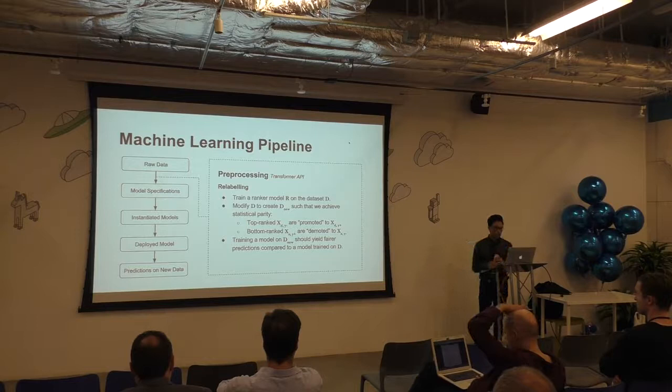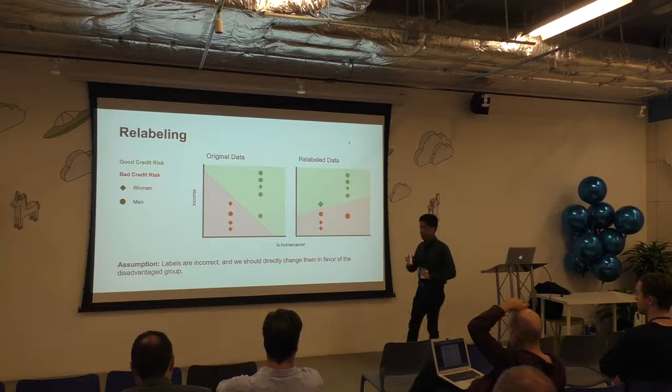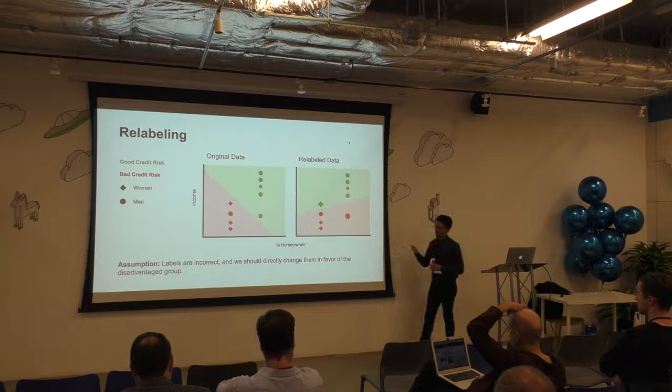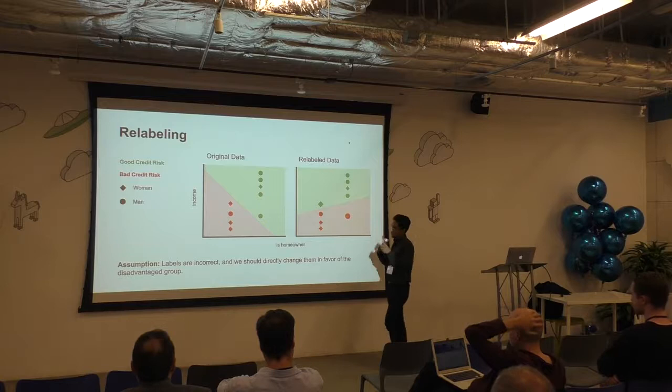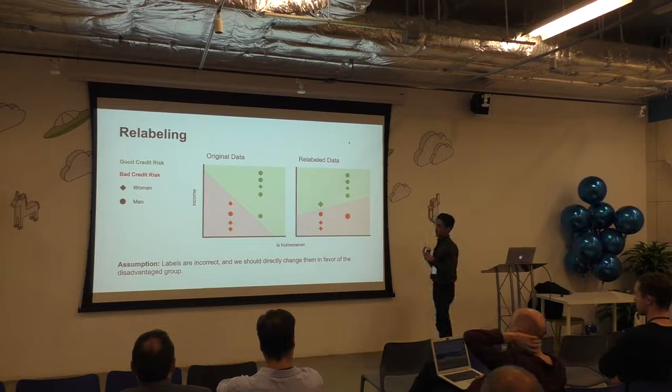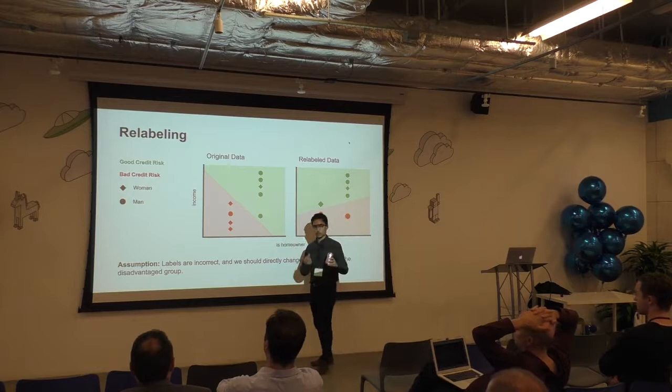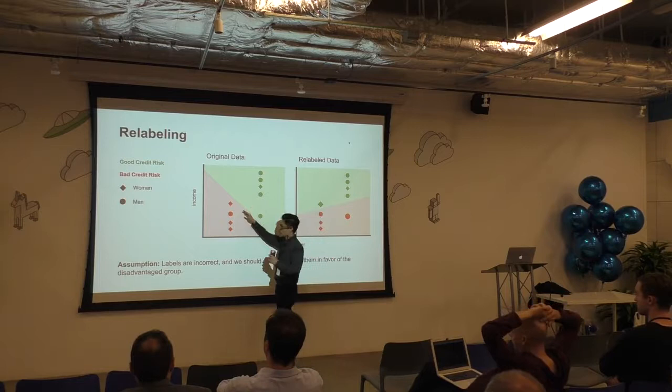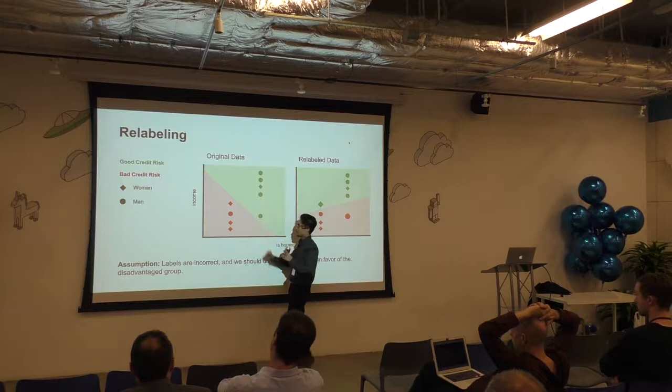Again, I'll just show you the cartoon instead of reading it out, to give an intuition. On the x-axis you have is homeowner, like before, and on the y-axis you have income. The diamonds are women and the circles are men. Green is good credit risk, red is bad credit risk. You take these labels as ground truth, like this is the way the world should be. Then you learn a decision boundary, some model. Maybe the decision boundary really should be here, but for the purposes of this, I just drew one here. So that's your model trained on the original data.